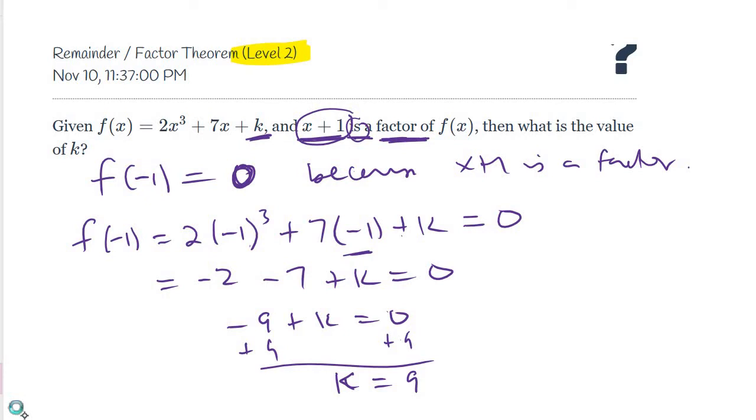That's the basic idea of using the fact that what's given to you is a factor to find a variable that is standing in the place of one of the terms. So here we have it, k equals 9, and that's what you're going to type into the box. You can actually confirm this if you want to by setting k equals 9 and dividing. You will get 0 at the end.